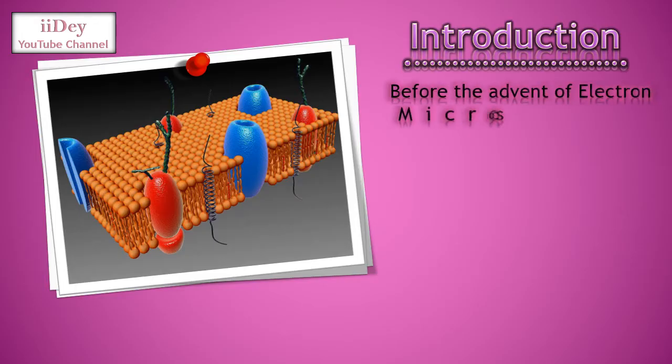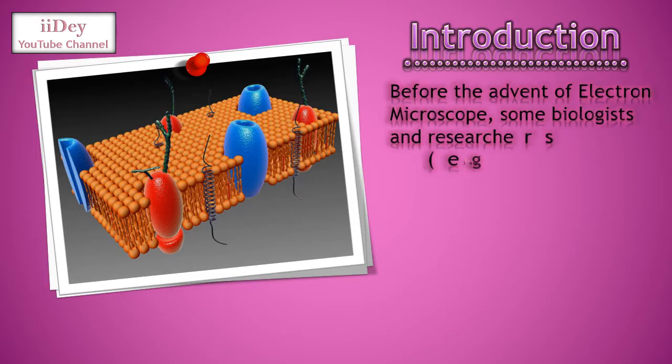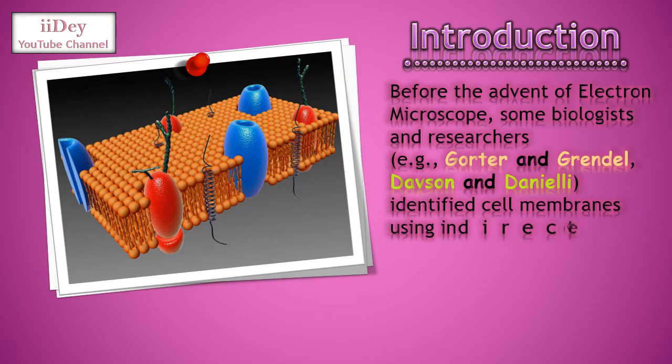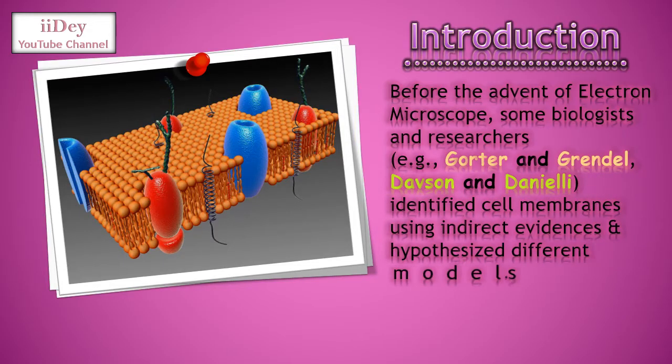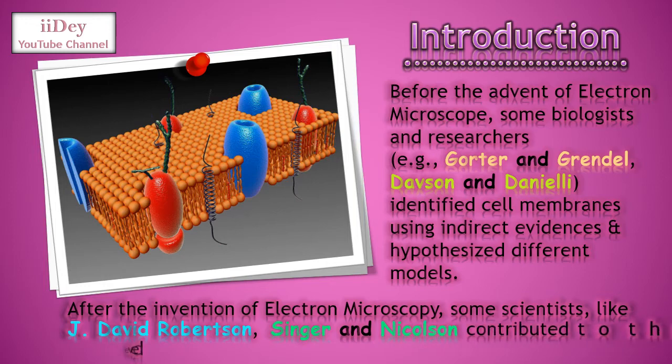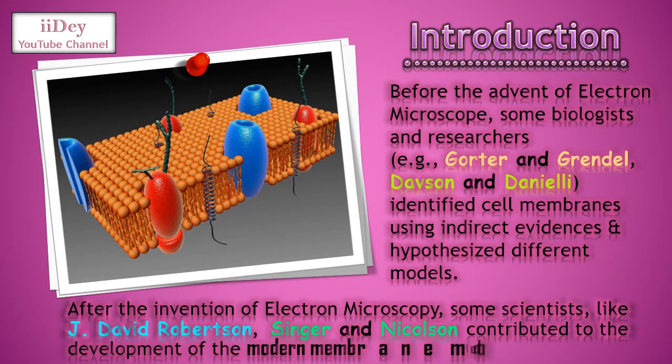Before the advent of the electron microscope, some biologists and researchers, for example Gorter and Grendel, and Davson-Danielli, identified cell membranes using indirect evidence, and hypothesized different models, which gave us the basic idea of plasma membrane structure. After the invention of electron microscopy, some scientists, like J. David Robertson, Singer and Nicolson, contributed to the development of the modern membrane model.